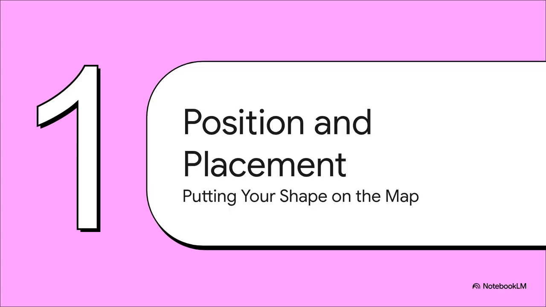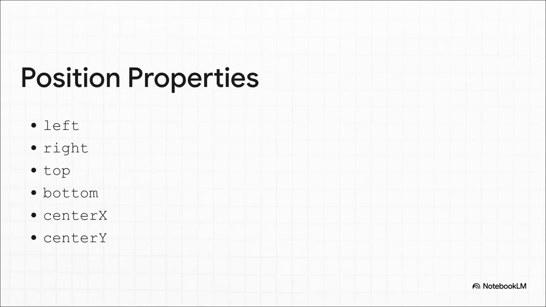Okay, first things first. Before a shape can do anything cool, it has to be somewhere, right? So the very first tool in our kit is all about position. It's about putting your shape on the map. Think of these 6 properties as the core GPS for any shape you make. They tell Python exactly where to pin the shape's edges or its center on the screen. It's as simple as that.